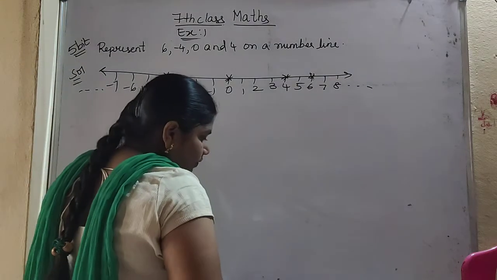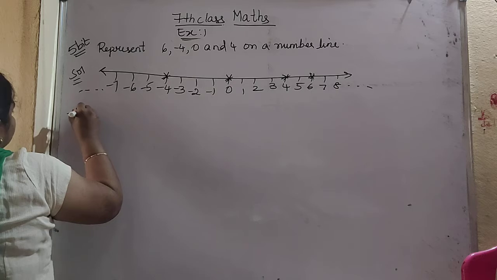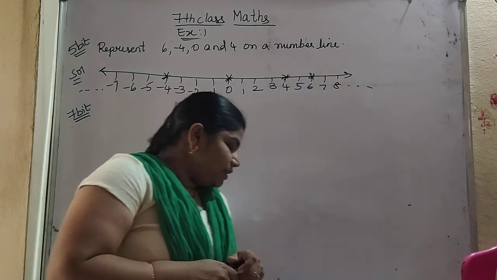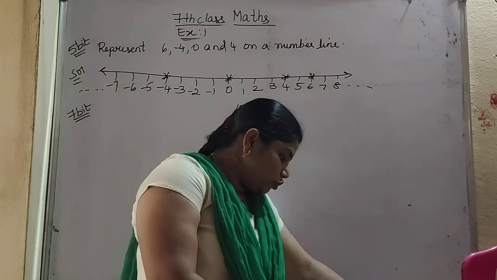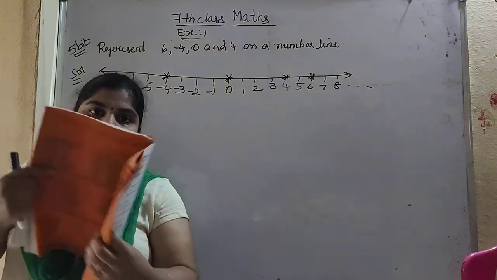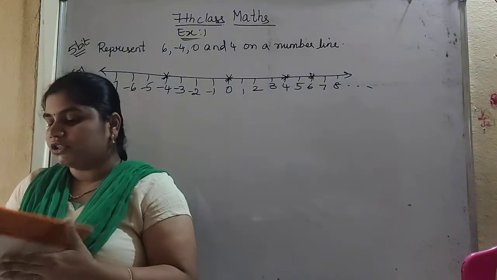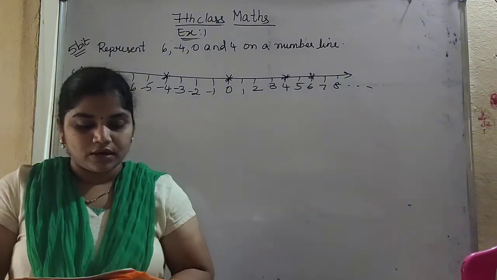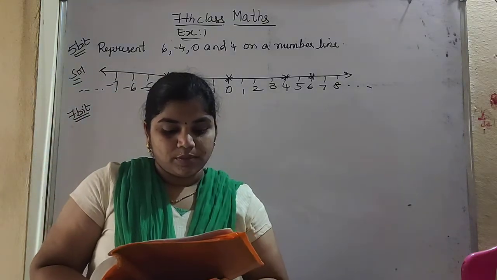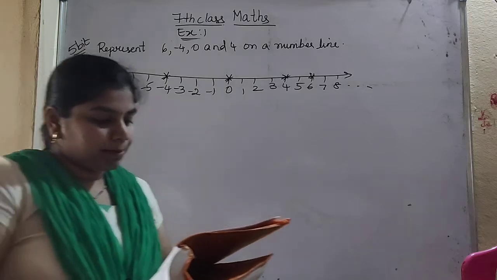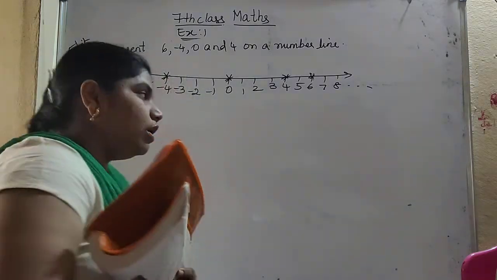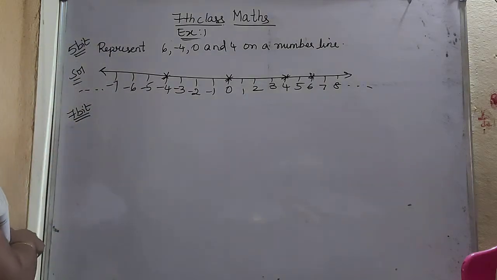So next bit is 7th bit. The temperatures of 5 cities in India on a particular day are shown on the number line below. So they have given one number line and the temperatures of the cities on it. So we have to answer the given questions. Write the temperature of the cities marked on a number line. So which cities have they marked on a number line?